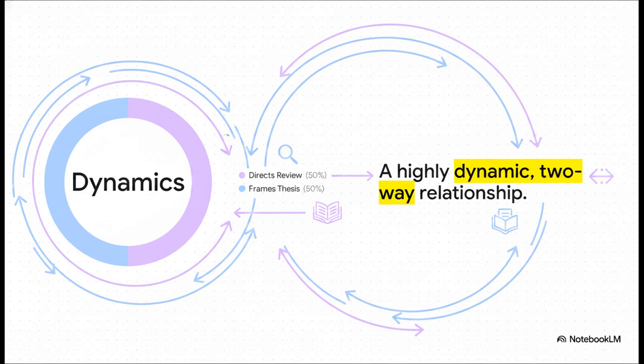This all builds into a highly dynamic two-way relationship. It is not a linear process. On one hand, your thesis directs the review. Your core argument dictates exactly which literature is actually relevant and stops you from losing focus. But on the other hand, the review frames the thesis. Because as you read and synthesize the existing literature, you actually refine and sharpen your own argument, making sure your thesis is a direct response to established academic conversations.